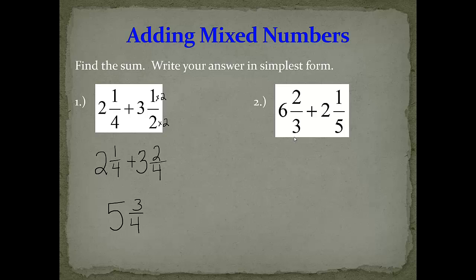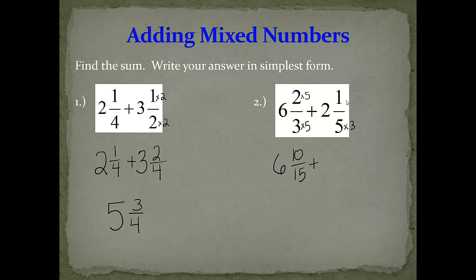For my denominators, I have 3 and 5. Since those are different, we need to find a common denominator. My least common denominator, or least common multiple of 3 and 5 would be 15. So I will need to multiply the first fraction by 5. When I multiply this fraction by 5, my whole number would stay the same, and then my fraction in the numerator would have 10, and the denominator would be 15. So I have 6 10/15.